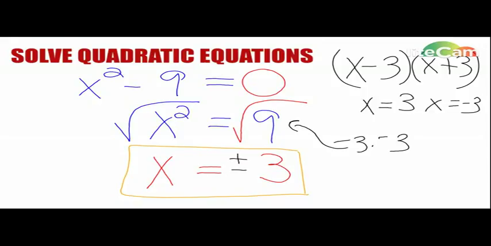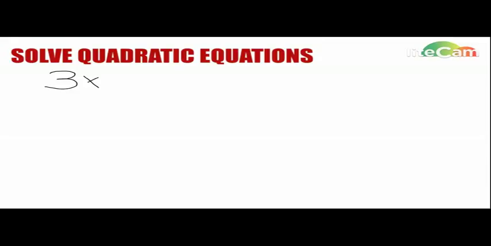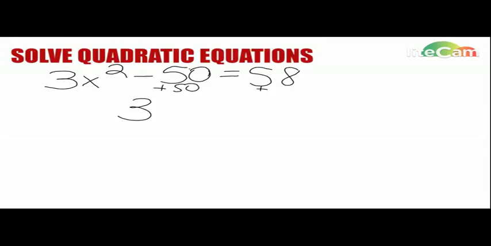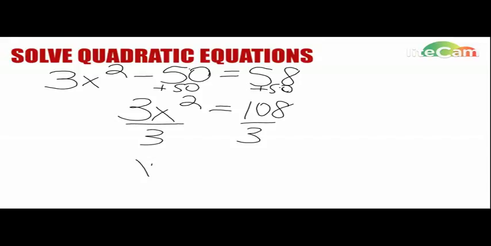Let's try this again. Okay, another example, 3x squared minus 50 equals 58. To solve, I'm going to add the 50 over first. So I have 3x squared equals 108. I'm going to divide the 3 over. This is going to give me my x squared by itself. And now I can square root.